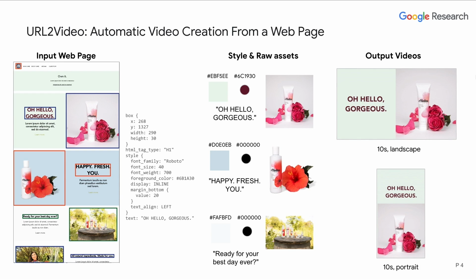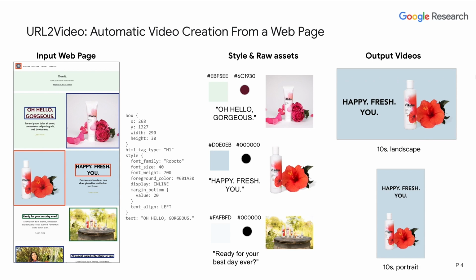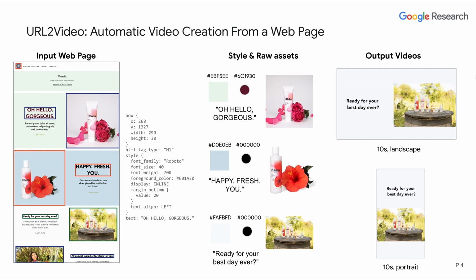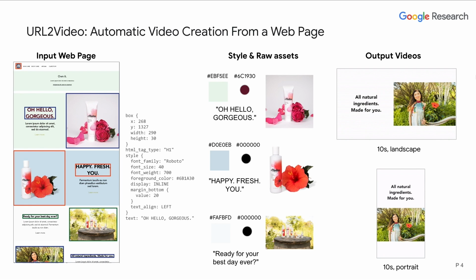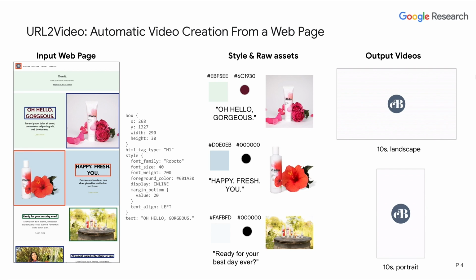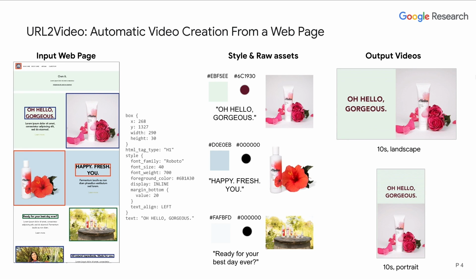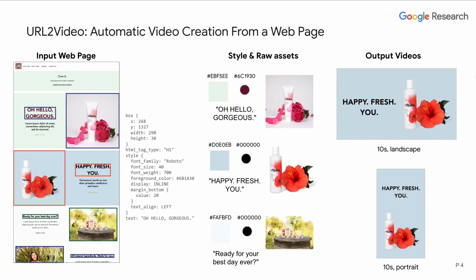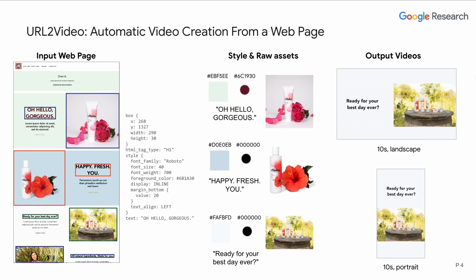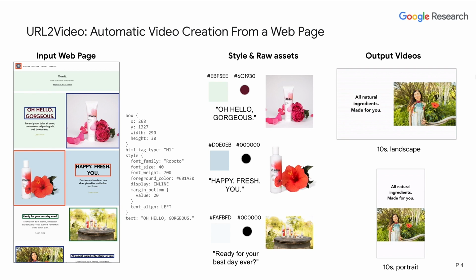Here, the examples show 10-second videos in both landscape and portrait aspect ratios generated by our pipeline. Note how our system decomposes the elements. It presents the segments sequentially with a bit of animation and maintains the design style.